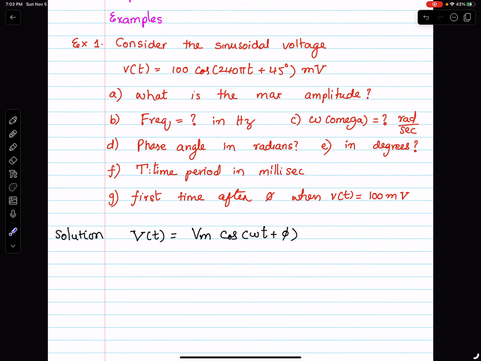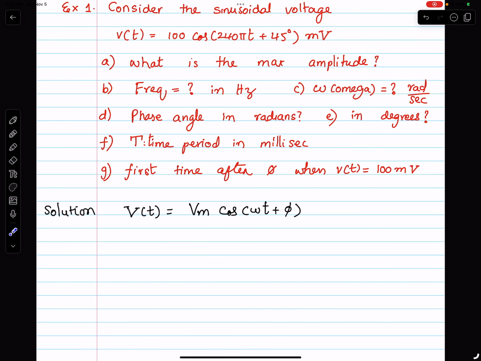Okay, let's remember the canonical form, the standard form that Aguilar gave us. V of t is Vm cosine omega t plus phi. Okay, so now let us write the problem that is given to us in this form. V of t is 100 cosine 240 pi t plus 45 degrees millivolts. Okay, now I'm going to color code them really easily.